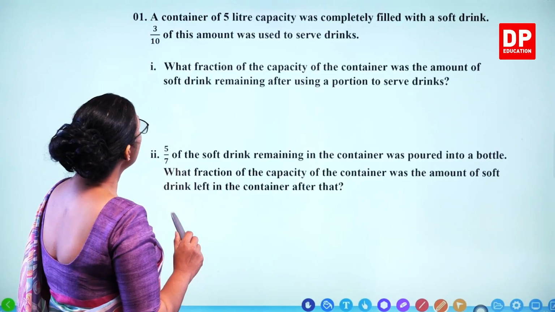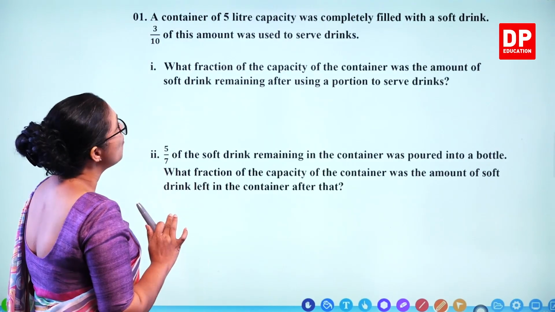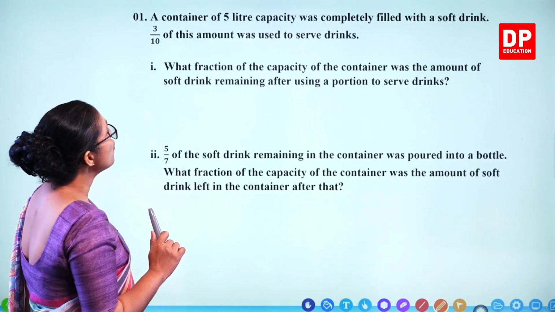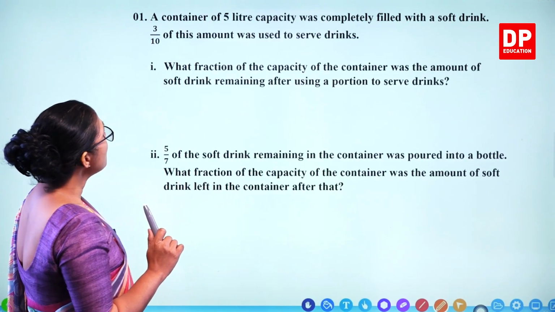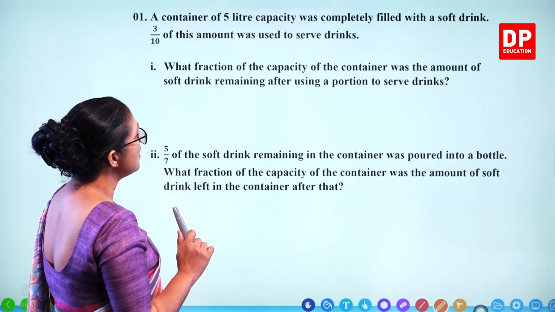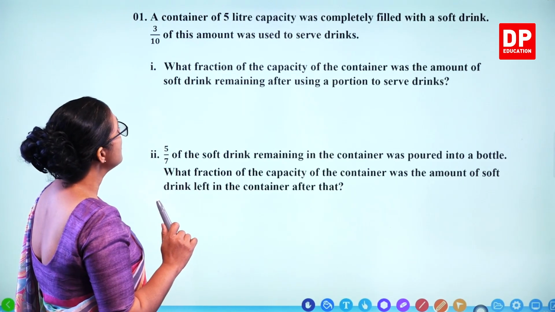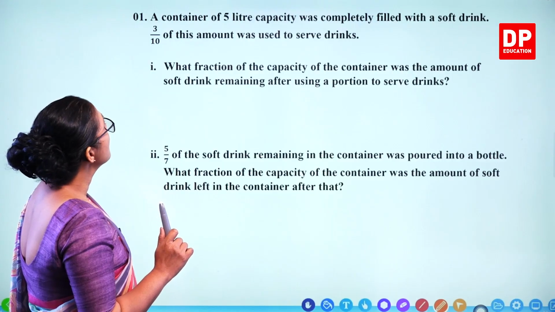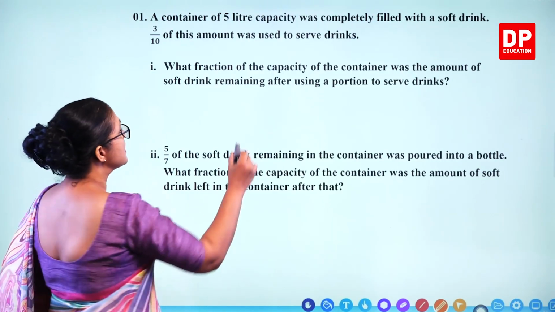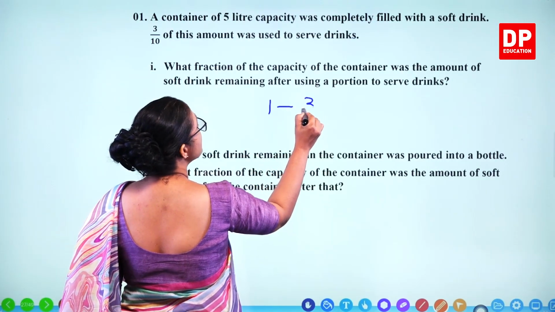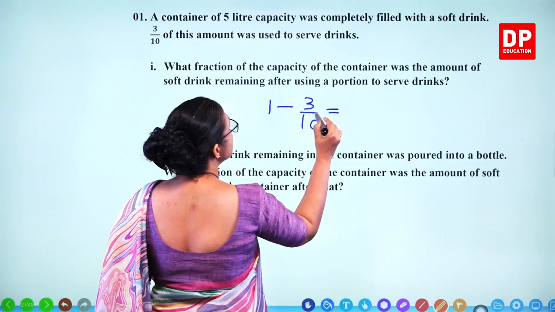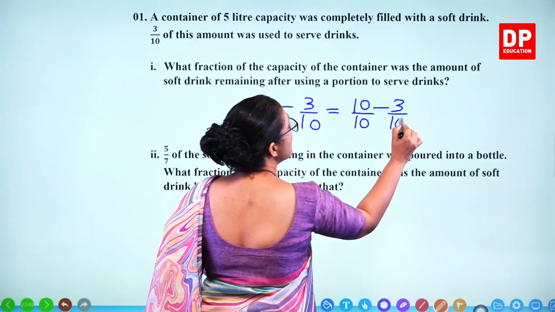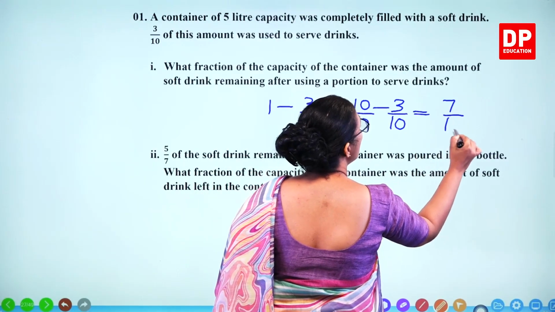A container of 5-liter capacity was completely filled with a soft drink. 3/10 of this amount was used to serve drinks. What fraction of the capacity of the container was the amount of soft drink remaining after using a portion to serve drinks? So 3/10 used. So what's the remaining portion? 1 minus 3 over 10. You can write 10 over 10 minus 3 over 10. That becomes 7 over 10.